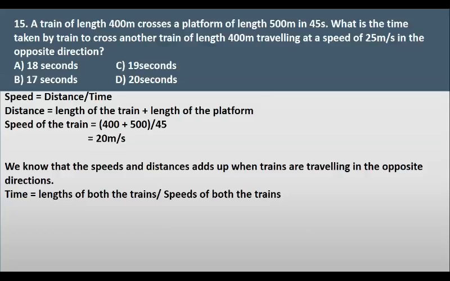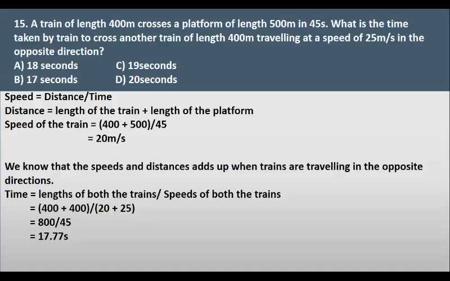We are given that the length of both the trains is 400 meters each, so the total length would be equal to 400 plus 400, and the relative speed would add up because the trains are traveling in opposite directions. In our case, the speeds are 20 and 25 meters per second. This reduces to 800 divided by 45. Carrying out the division, we get 17.77 seconds as the answer.